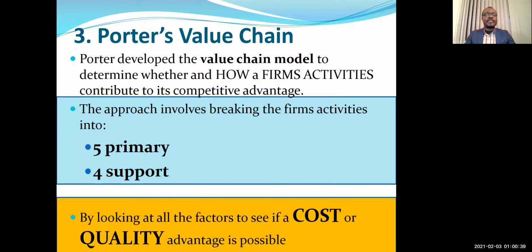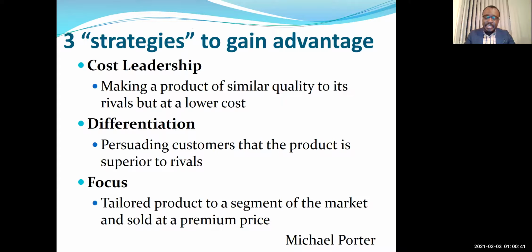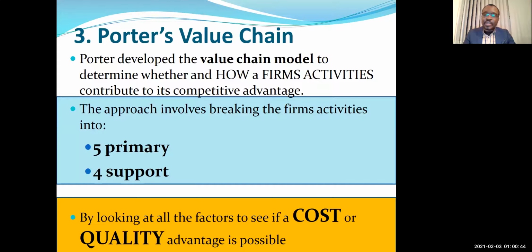So these three strategies were proposed by Michael Porter to help me gain competitive advantage over your rivals. All right. Now, Porter developed a value chain model to determine whether and how these firm activities can contribute to our competitive advantage, by breaking it down into 5 primary and 4 supporting activities, right?